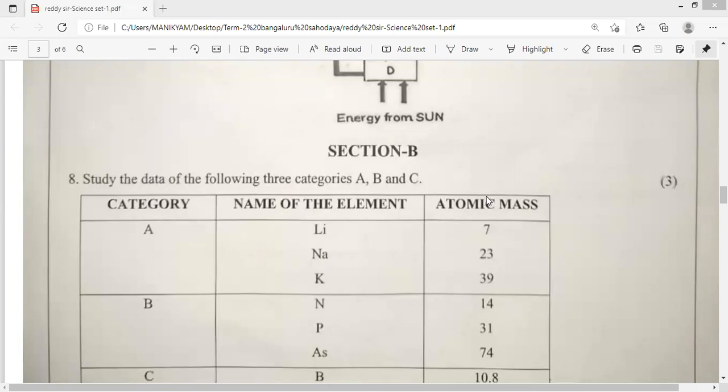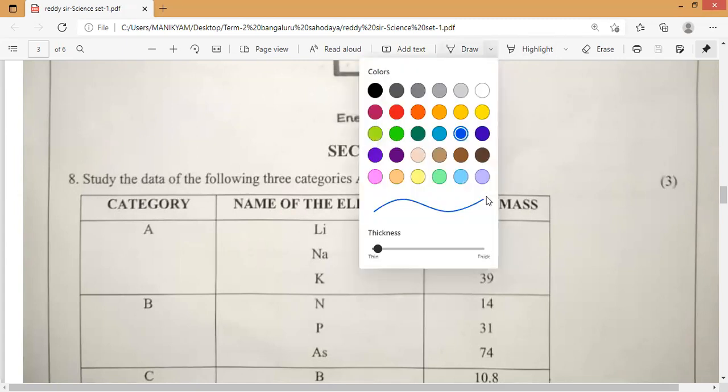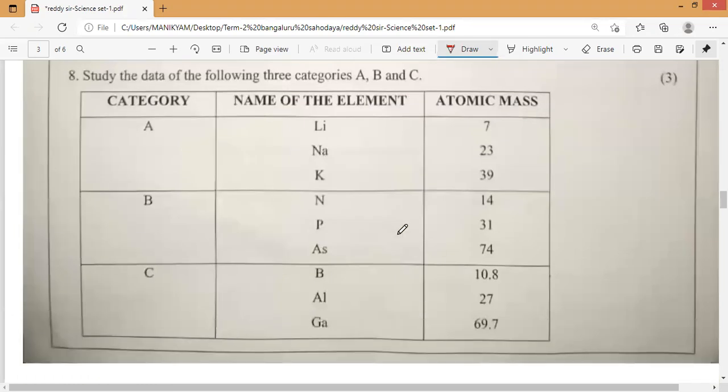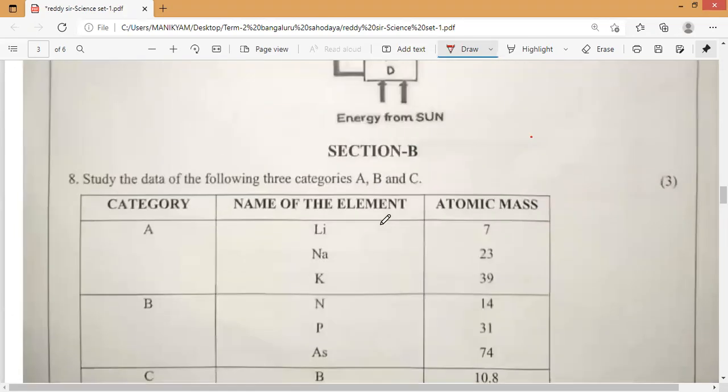Is it yes, guys? First of all, you have to remember that section B is a 3 mark question. In that, many subdivisions will be there, and subdivisions might carry even half mark or 1 mark. So now let us come to the first question, Question number 8, Section B.